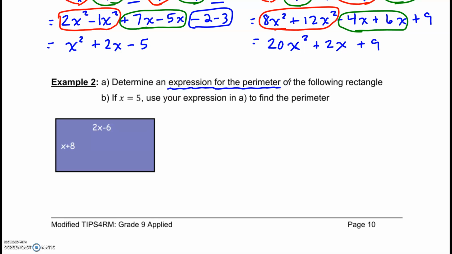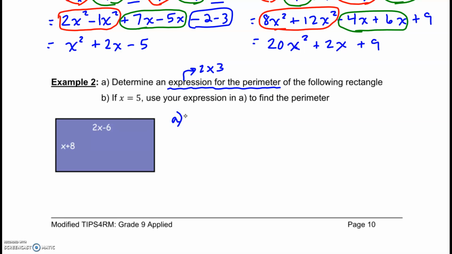An expression, if you remember, we learned an expression is like a polynomial. The answer is not going to be like 40 meters, what we're used to with perimeter. The answer could be something like this. That's an expression. And we're going to do this for the rectangle. So let's start with part A, and then we'll take a look at part B.